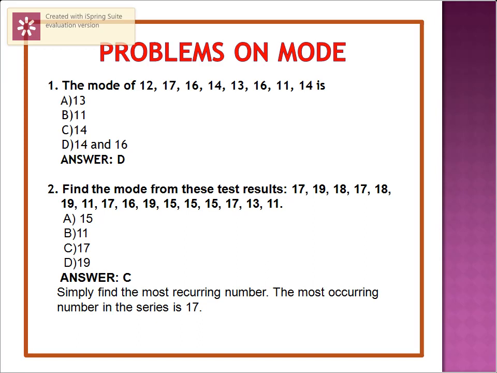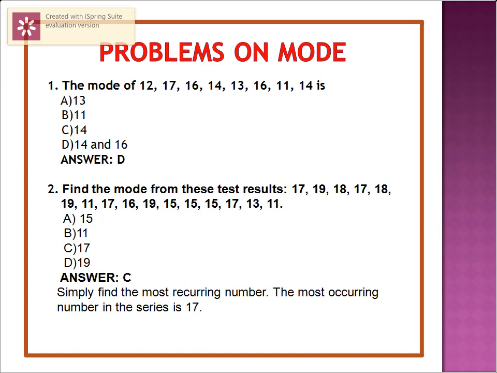For the next one, find the mode from these test results. Actually, many numbers are repeated in this problem, but the answer is C, that is 17, because it is repeated the most in the set. So 17 is the mode of this set.